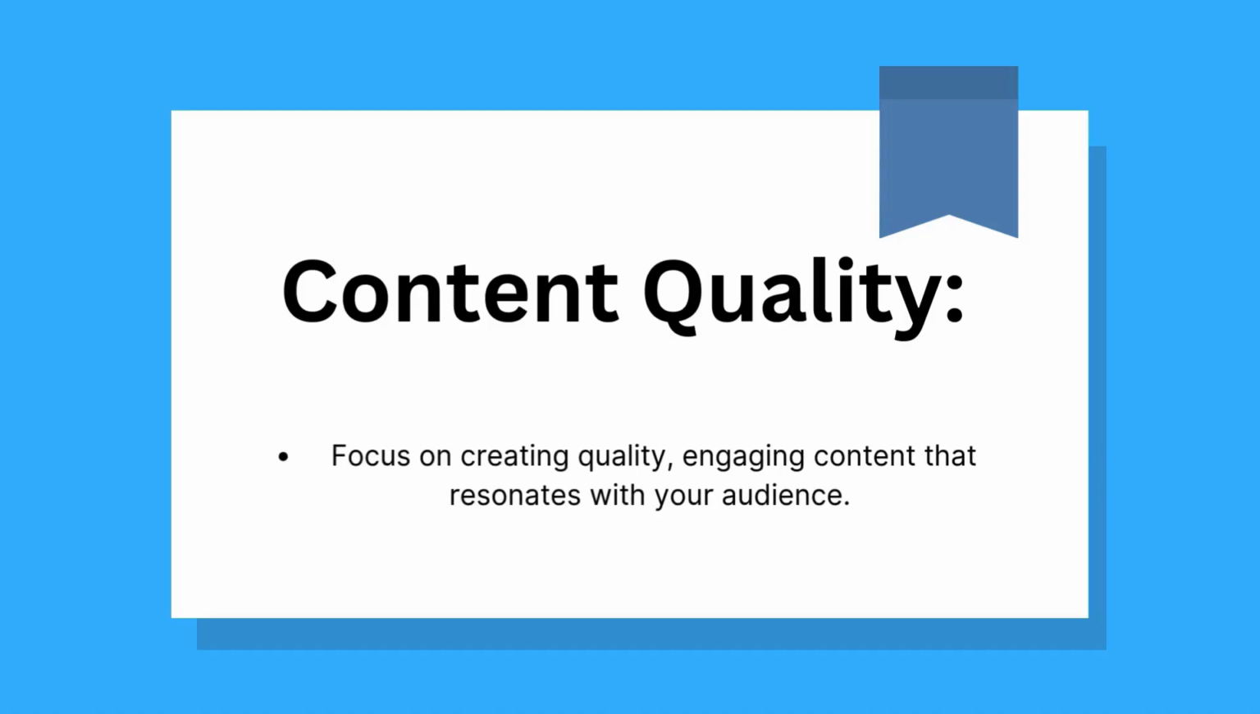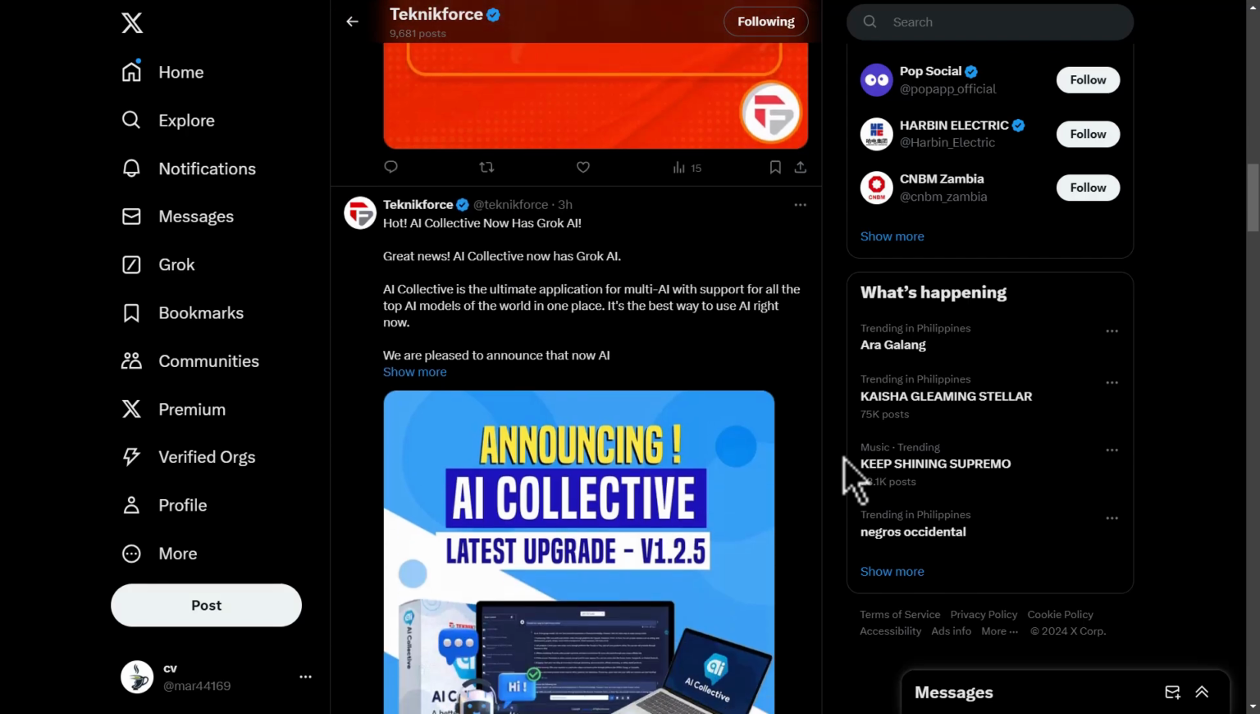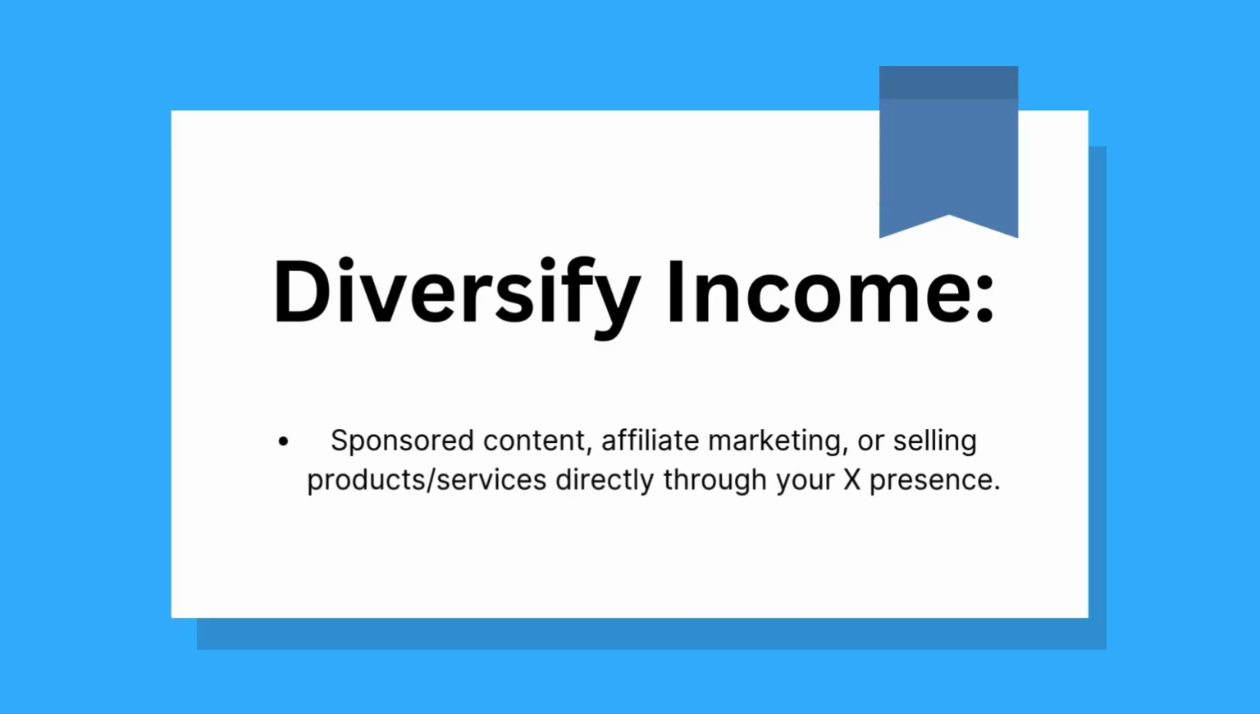Content quality. Focus on creating quality, engaging content that resonates with your audience. Personal content and opinion pieces often attract more interaction. Diversify income. Don't rely solely on X ad revenue sharing. Consider other methods like sponsored content, affiliate marketing, or selling products and services directly through your X presence.